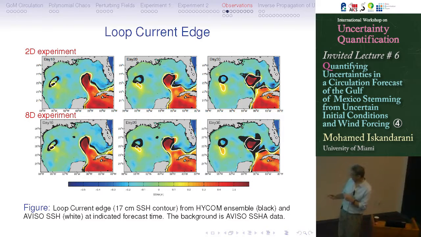At least as far as the sea surface height is concerned, it looked like we're doing a relatively good job. The problem that will become apparent later is here, where it looks like the model is trying to put another frontal eddy here, but the observations are not seeing it. But in other places, we're doing a fairly good job.